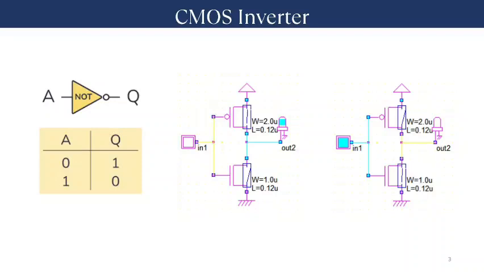The key aspects of CMOS logic gates are structure, that is, it comprises a pull up network, that is PUN, of PMOS transistors connected to VDD, and a pull down network, that is PDN, of NMOS transistors connected to ground. At a time, only one network conducts, ensuring minimal power consumption except during switching.